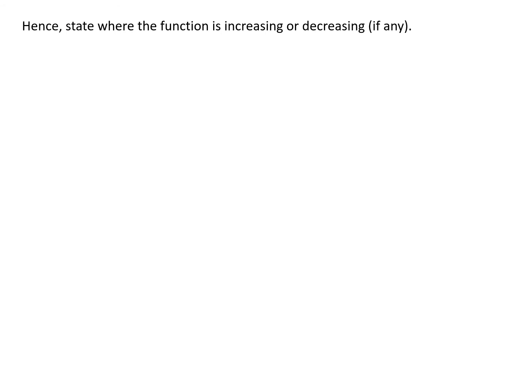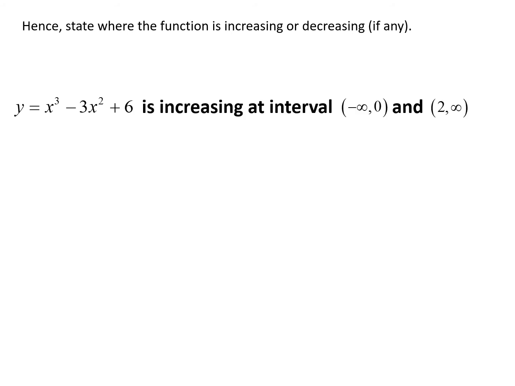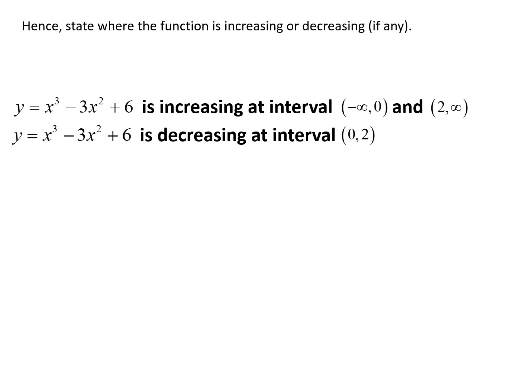Next question which is asked: hence state where the function is increasing or decreasing, if any. Based on the table that we constructed in the previous slide, we find out that y equals x cubed minus 3x squared plus 6 is increasing at interval negative infinity to 0 and 2 to infinity. This is based on the positive line in the table. And y equals x cubed minus 3x squared plus 6 is decreasing at interval 0 to 2, which refers to the negative line in the table.